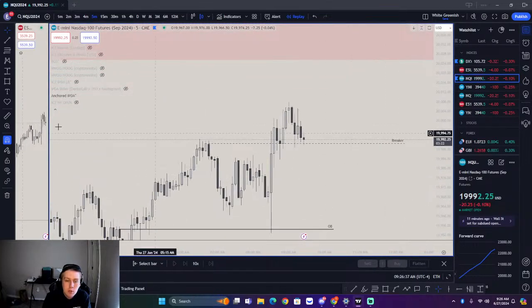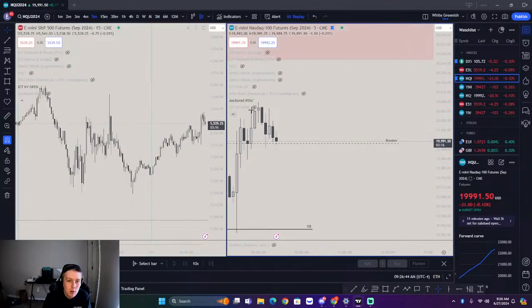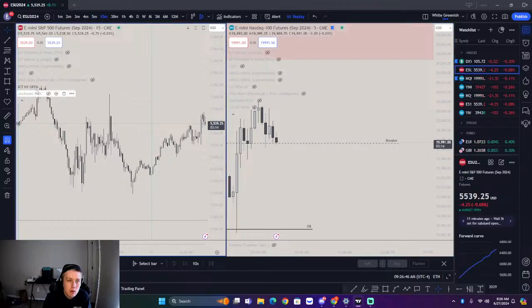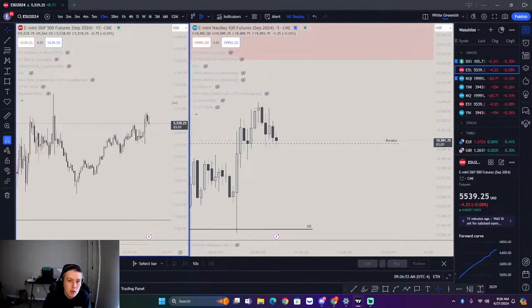So we should respect this if we are bullish, but we also could dig down into this order block just because it's market open. We might want to manipulate a little bit more. So let's see what price ends up doing here.